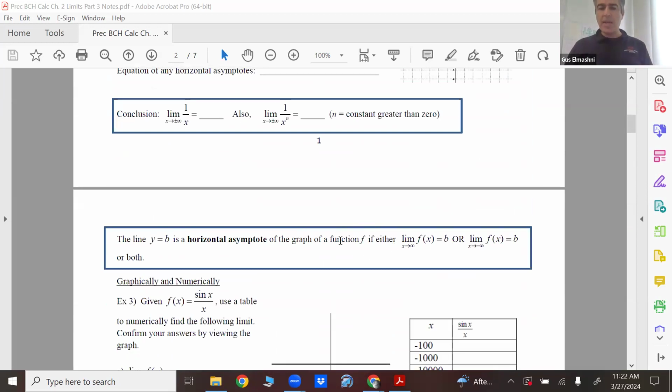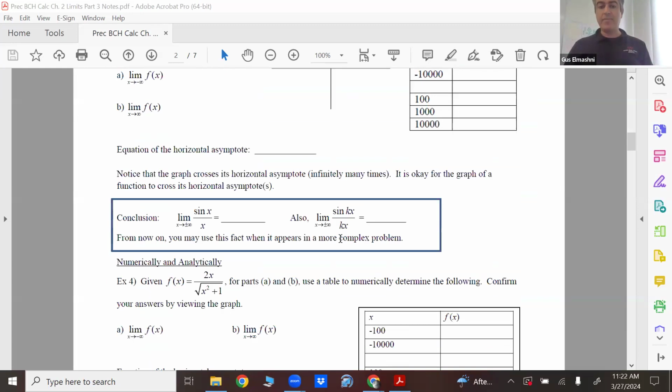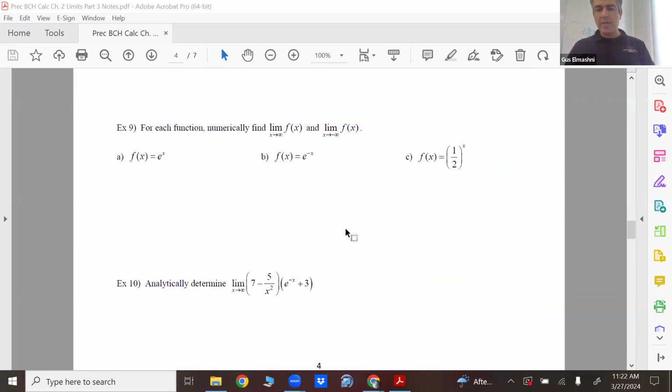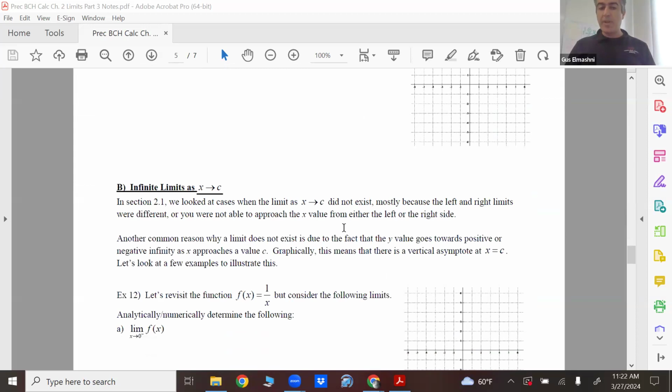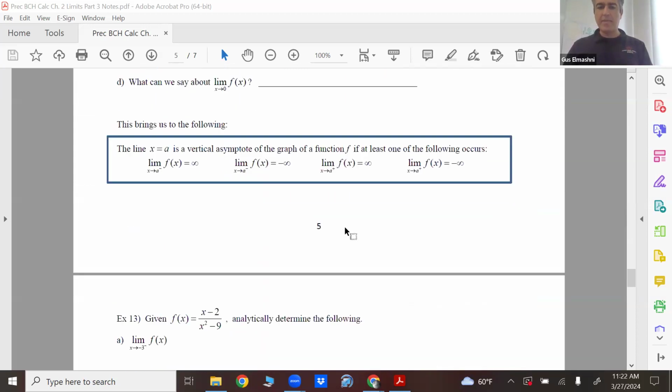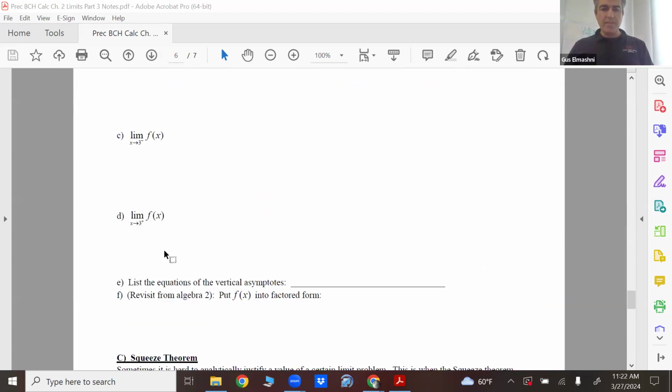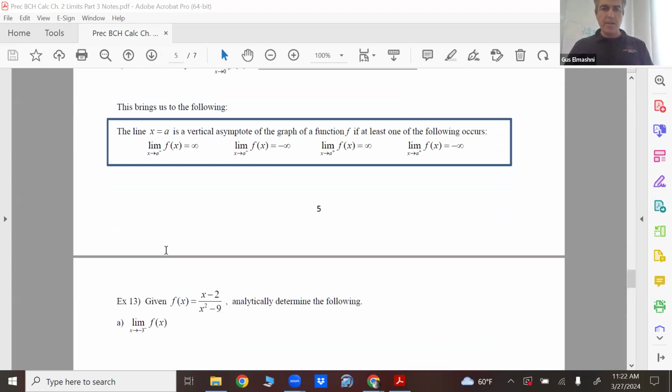How are horizontal asymptotes created? How are vertical asymptotes created? Because of these limits, right? For horizontal, x approaches positive or negative infinity, and the limit is a finite value. Vice versa for vertical, x approaching a finite value, but the limit itself is positive or negative infinity. So let's do example 13. Then I think we're all done for today.